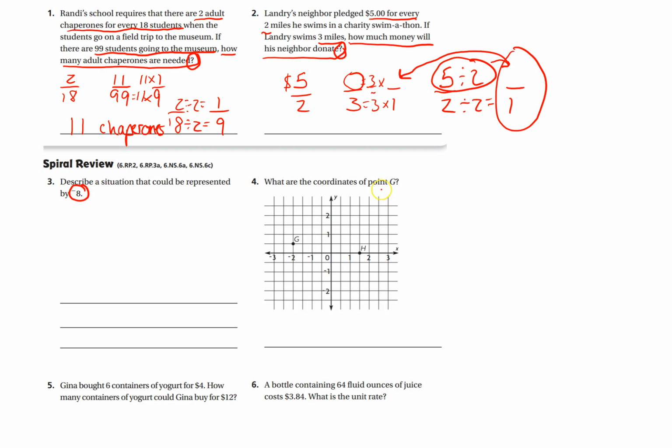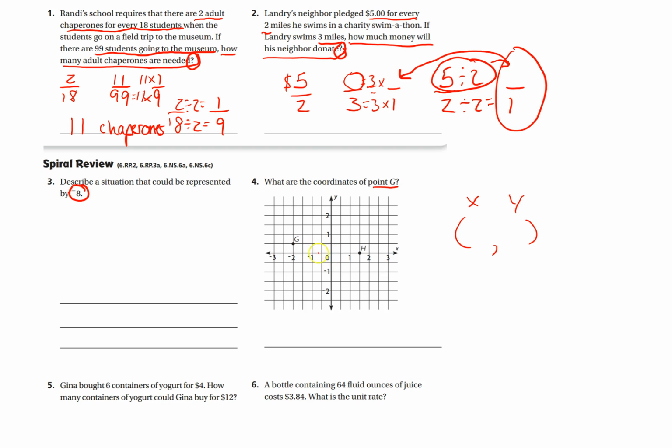Okay, the next one, what are the coordinates of point G? So again, when we write coordinates, we have an x value and a y value separated by a comma. We always start with the x. X goes left to right. Y goes up and down. Remember, y in the sky. So we start at the origin, 0, 0, right where the x and the y intersect.